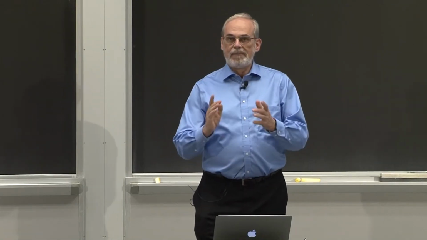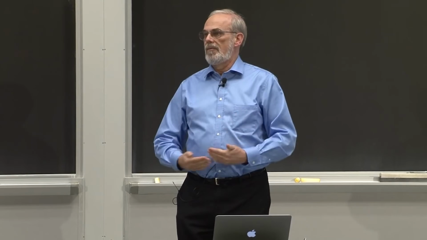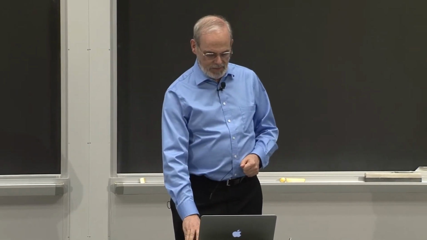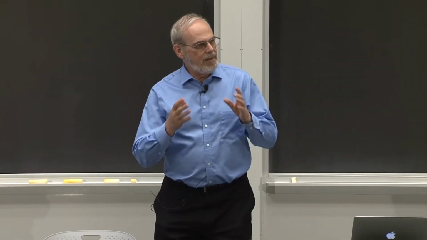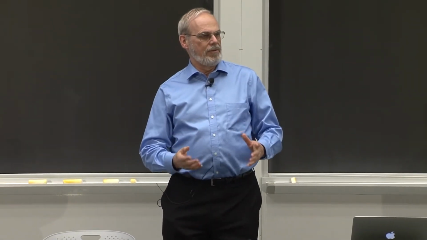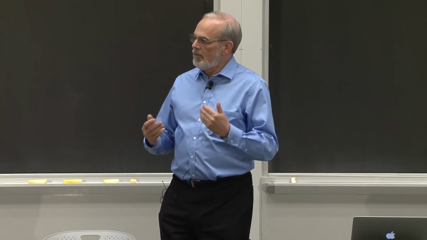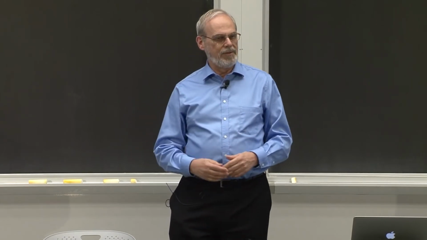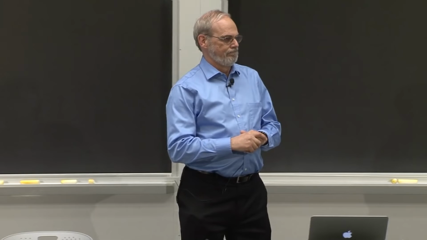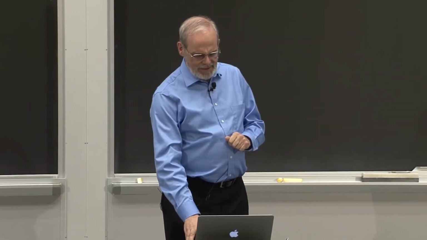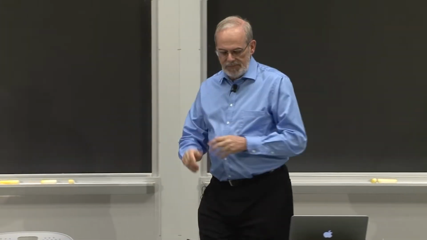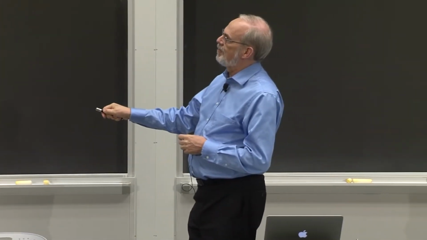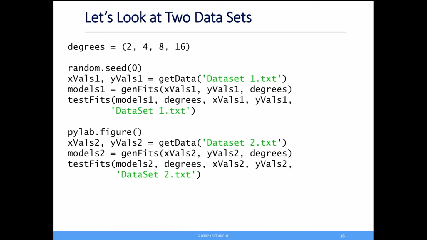OK. What I want to do, I want to see how well this model actually predicts behavior. So the question I want to ask is, whoa, if I generated the data from a degree 2 polynomial, a quadratic, why in the world is the 16th order polynomial the best fit? Puzzle. So let's test it out. I'm going to give 4 different degrees. Order 2, order 4, order 8, order 16.